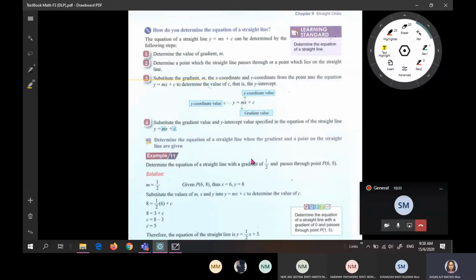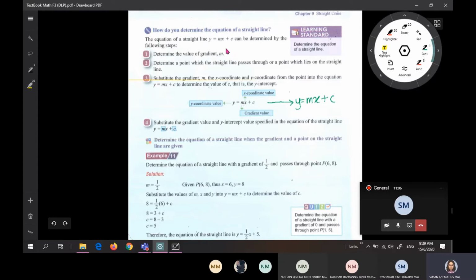So in this case, you have learned about straight lines, and how to determine if a line is parallel to another line. For today, we are going to determine the equation of a straight line. As usual, the equation of a straight line is y = mx + c. You have to remember this.